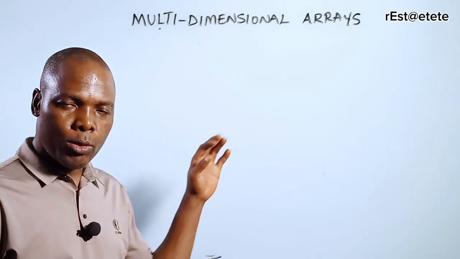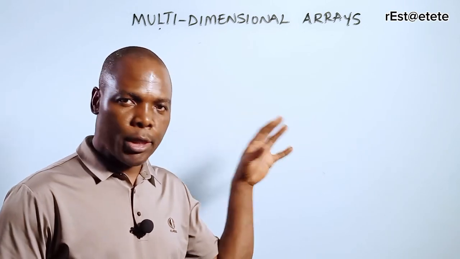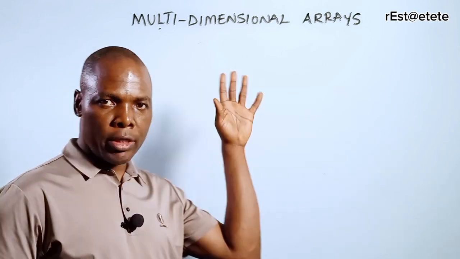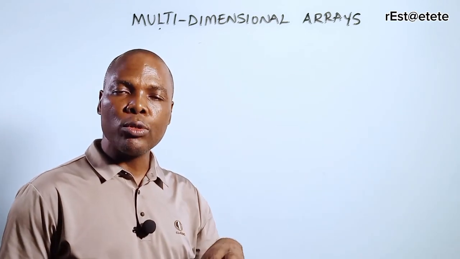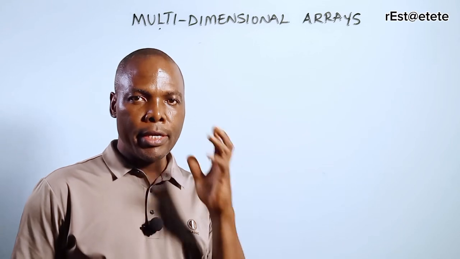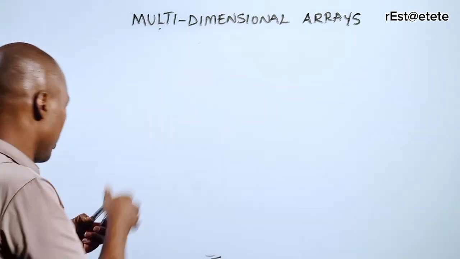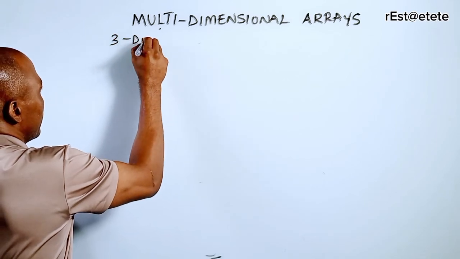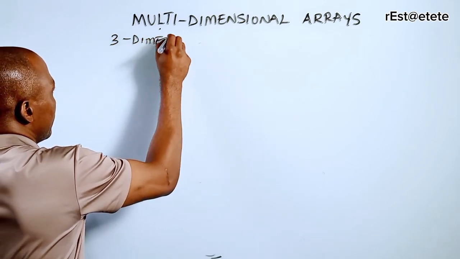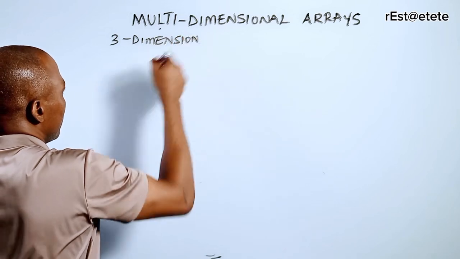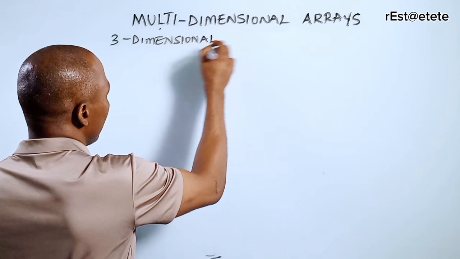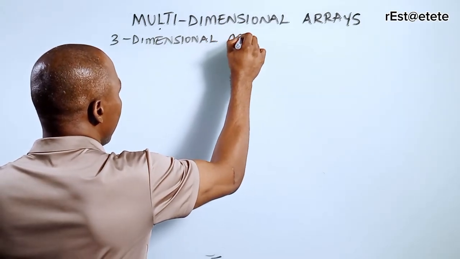In the last class, we demonstrated a C program for a two-dimensional array. We are still on multidimensional arrays. So in this class, I'm going to take you through three-dimensional arrays, right? Three dimensions, so a three-dimensional array.